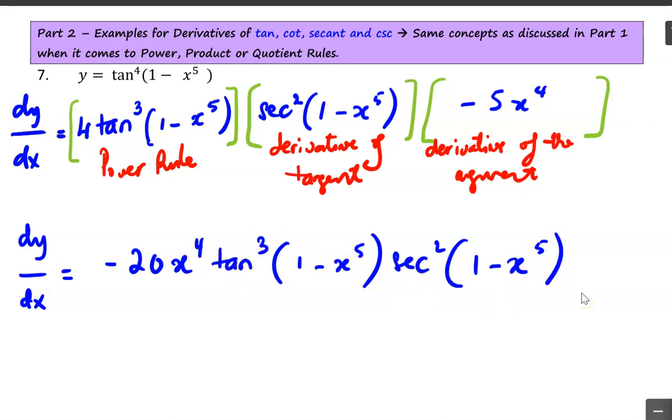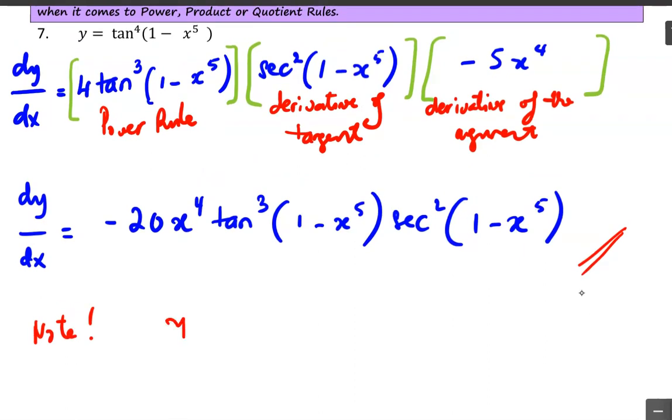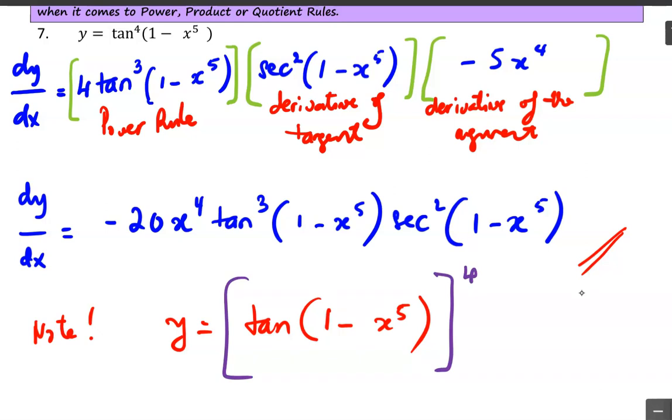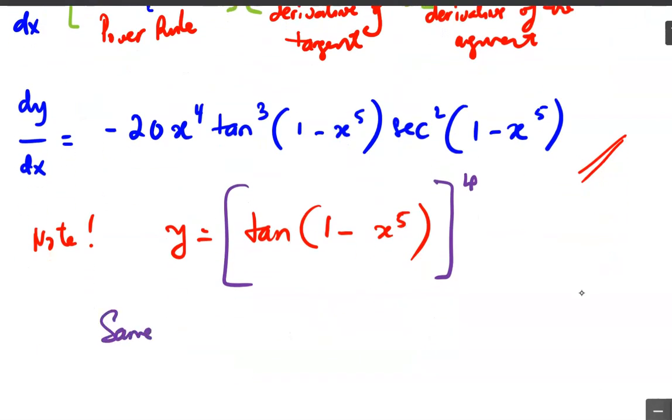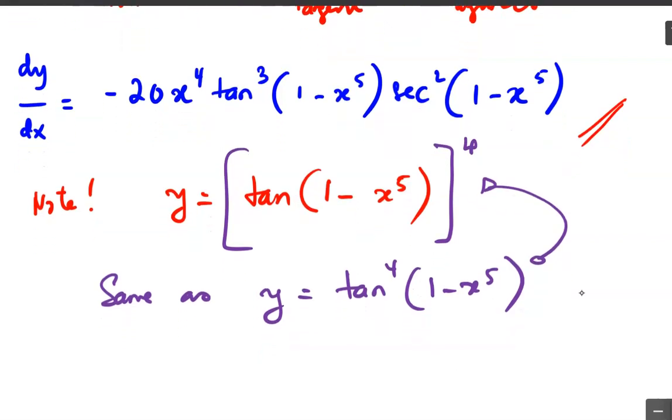Okay, so I would like to make a note here for everyone. So this is done. Okay, so a big note here for everyone. So if I write y equal to tangent of 1 minus x to the exponent 5, okay, I can put all of this in the bracket like this, and I raise to exponent 4, then it's the same as I'm writing y equal to tangent to the exponent 4 of 1 minus x to the exponent 5. So don't forget that this is the same as this. Okay, so make sure that you realize the notation.